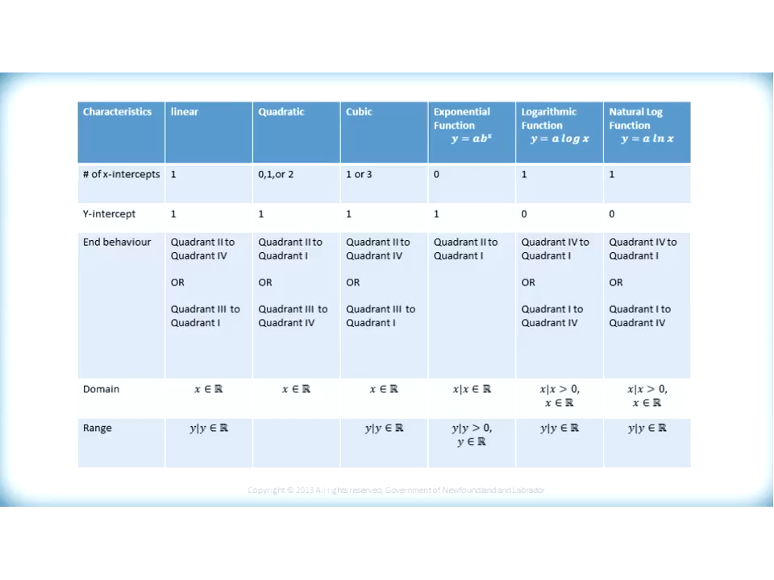Once again, here is a table of the functions we've looked at thus far: Chapter 5, Chapter 6, and of course Chapter 7, the logarithmic function, and the natural log function. And we've looked at the characteristics, the equations and the graphs of these functions.